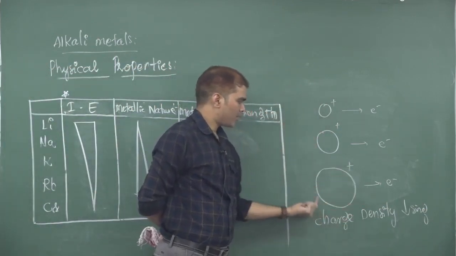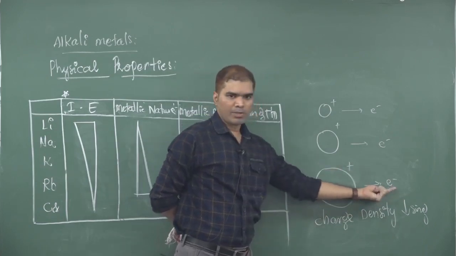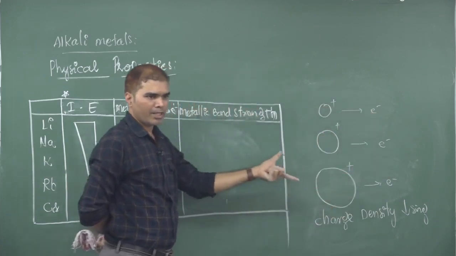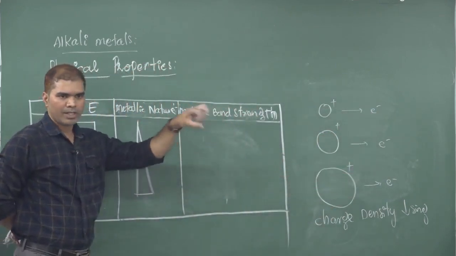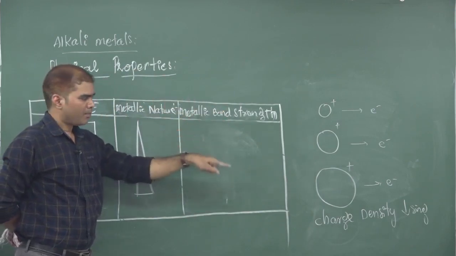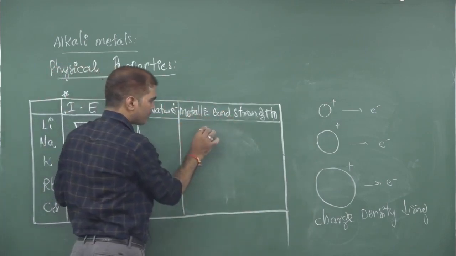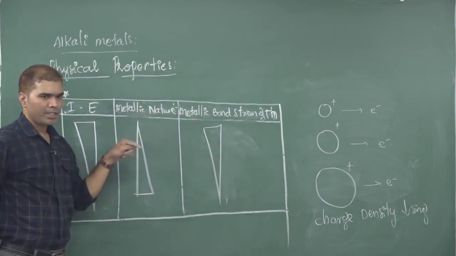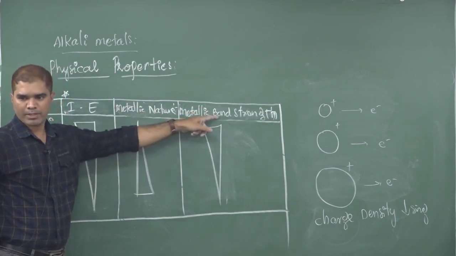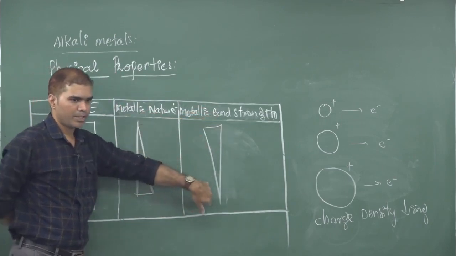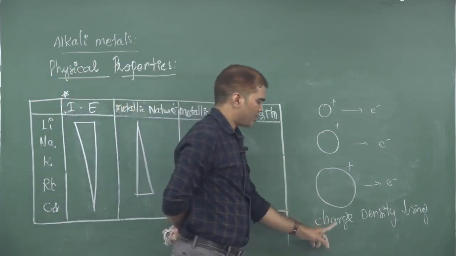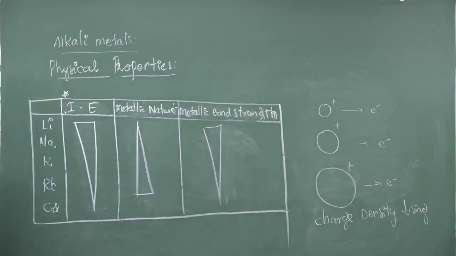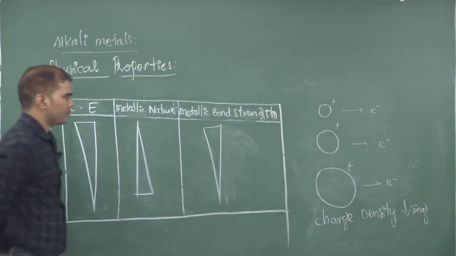Now that same charge is distributed over a larger metal, can it attract the electron to a same extent? No. This is small, it can attract to a greater extent. This one is very large, the charge density is decreasing, so the attraction towards the electron decreases. Once the attraction is decreasing, it means metallic bond strength decreases. So remember these two, metallic nature is increasing, but metallic bond strength decreases. Why is it decreasing? Because charge density is decreasing. You can write down that explanation also.